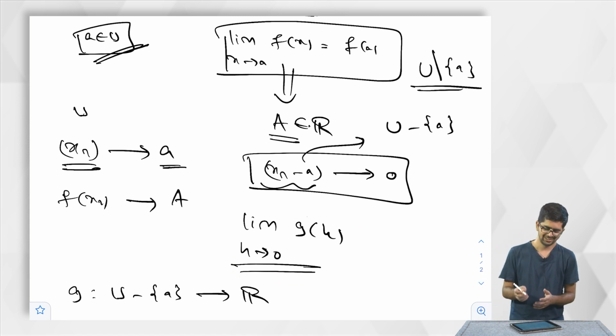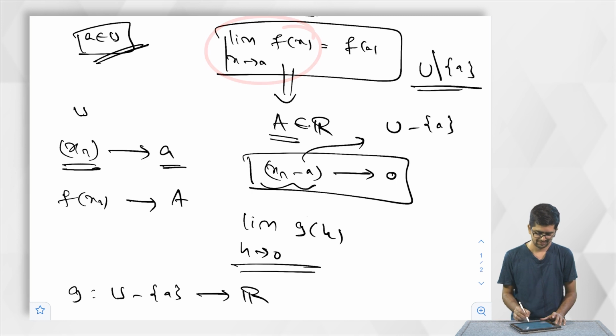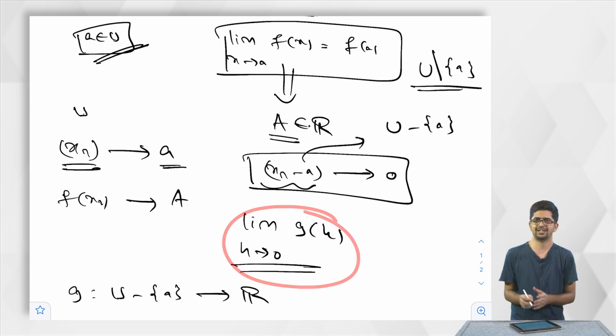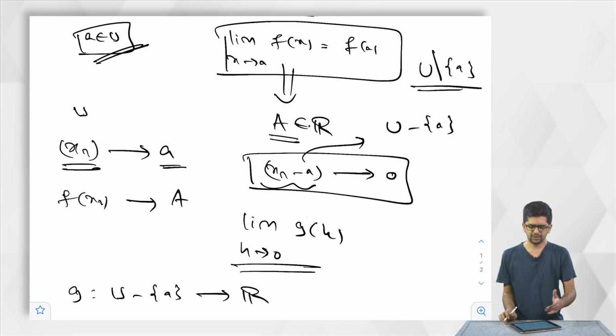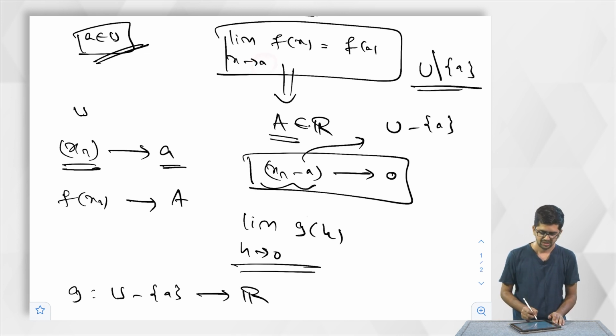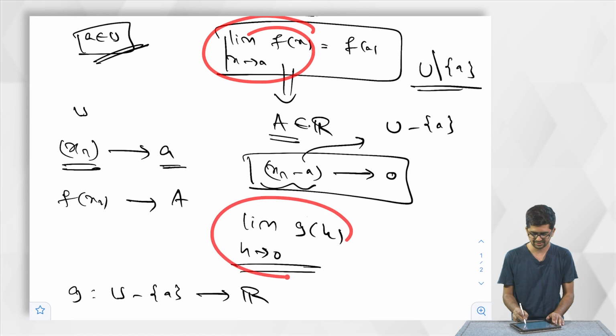I leave it to you to check that this exists if and only if this exists, and they are actually the same. More details are added in the lecture notes. But before that, you can just check. You can just write down the definition of a limit of a function as x goes to some point, then see that if this exists, then this exists.